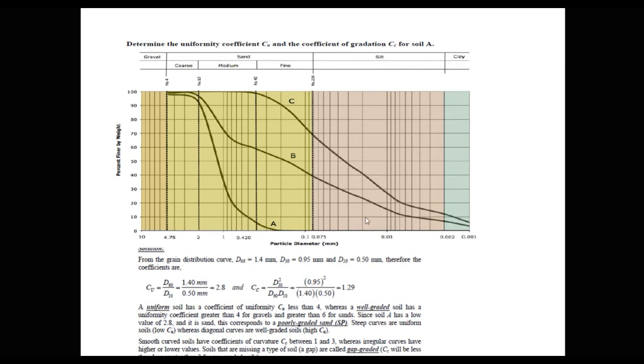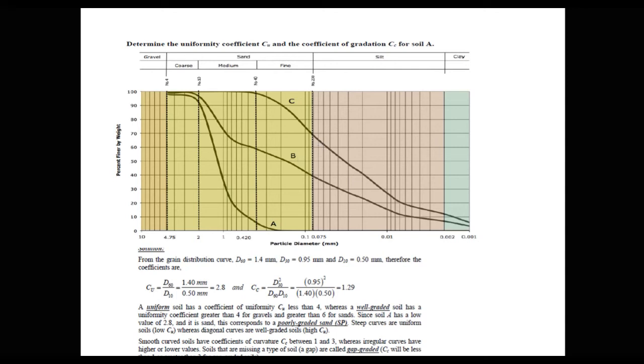And this is what has been done here. So if you look at the D60 value corresponding to 60% passing, you're going to see that the size is approximately 1.4 millimeters. Similarly for D30, the particle size is 0.95 millimeters. And similarly for D10, it is 0.5 millimeters. Now, as you can see from the question, we are trying to determine the uniformity coefficient and the coefficient of gradation for soil A. And this is how we got these numbers. Similarly, these numbers can be obtained for soil type B as well as for soil type C.